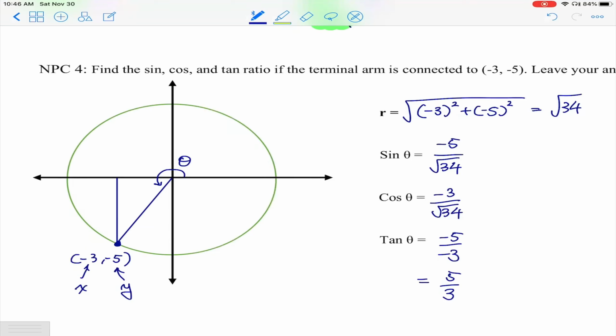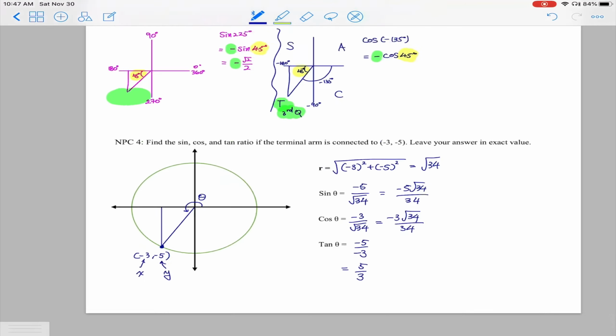Now, some teachers do care about rationalization right there, so make sure you do it if you need to. If you do rationalize it, then this actually becomes -5 square root of 34 over 34, and this is -3 square root of 34 over 34, in case you actually did it. So hopefully this was okay.